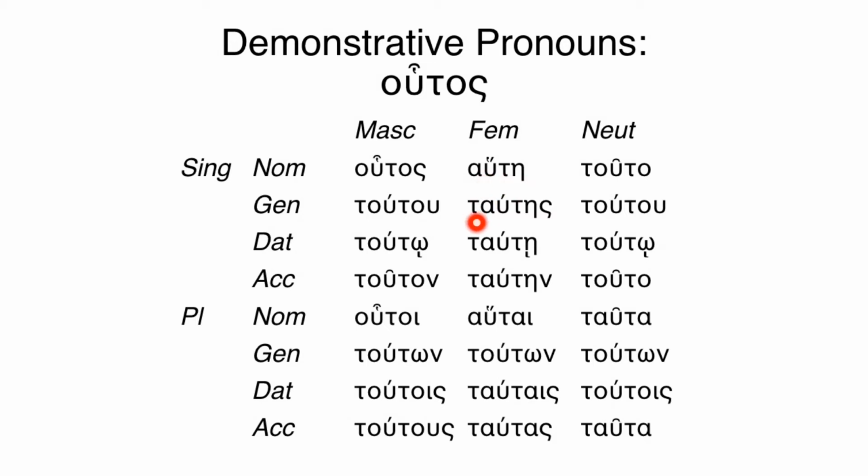Haute, tautes, taute, tauten, hautai, tuton, tautais, tautas. Now the modern pronunciation. Hafti, taftis, tafti, taftin, hafte, tuton, taftes, taftas.